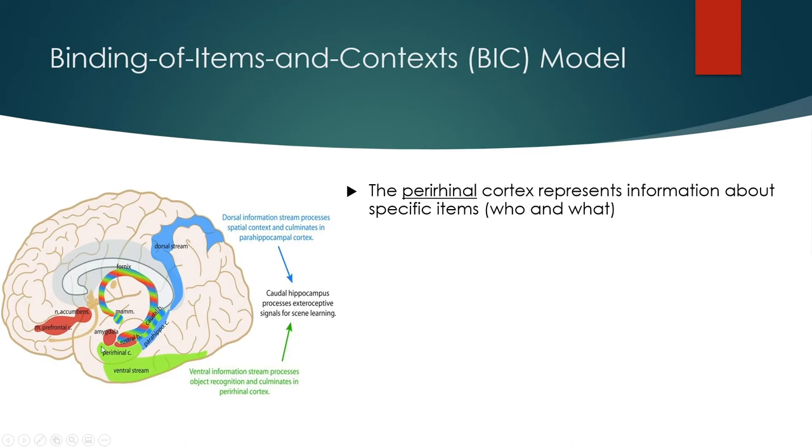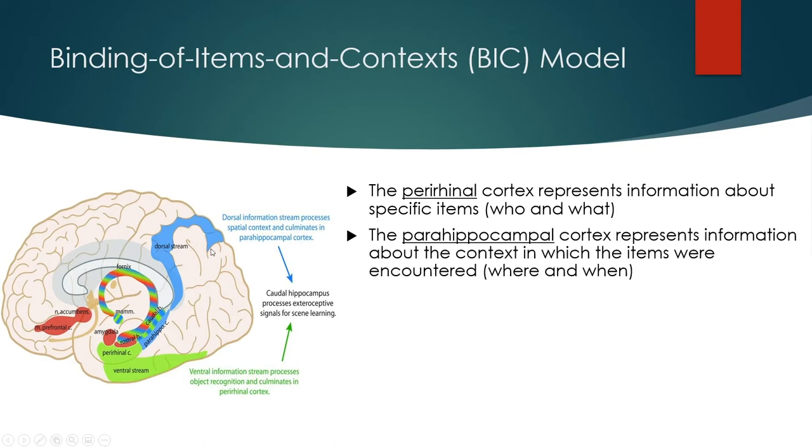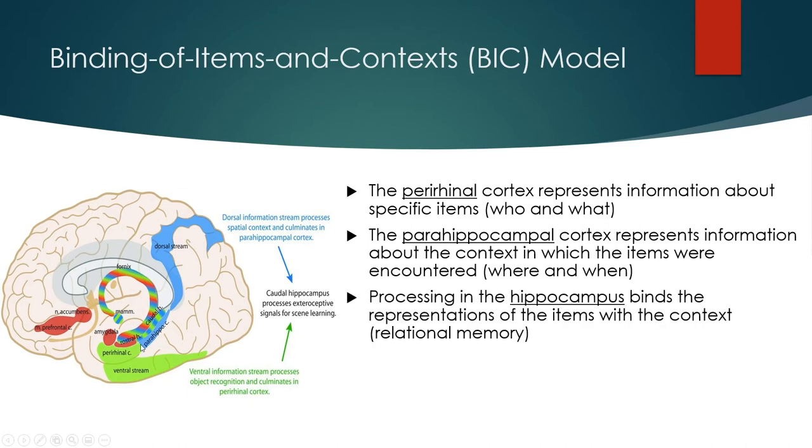So perirhinal cortex, because of where it's situated, is really good at recognition, at identifying whether we've seen something or not. Whereas information coming from the visual stream up here through the parietal lobe comes down this way and then passes into the parahippocampal cortex. So this is all the location-based stuff, where things are at, the where and when type information. Those things are both passing into the entorhinal cortex and then into the hippocampus. The entorhinal cortex isn't labeled well here, but that's in between the hippocampus and these two here.